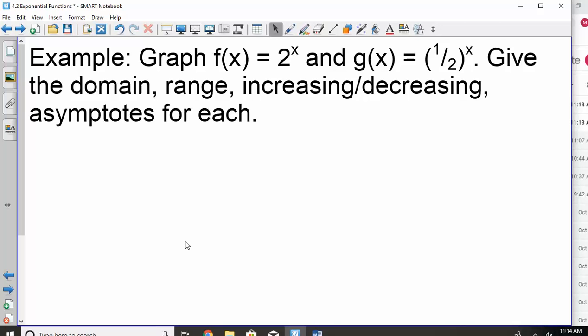Alright, so let's take a look at this. We are going to look at two different exponential functions, 2 to the x and 1/2 to the x. And we're going to compare those things.